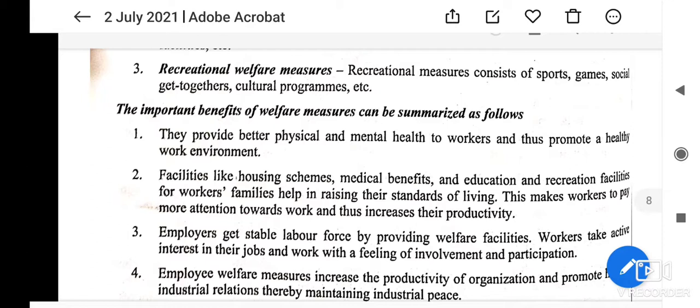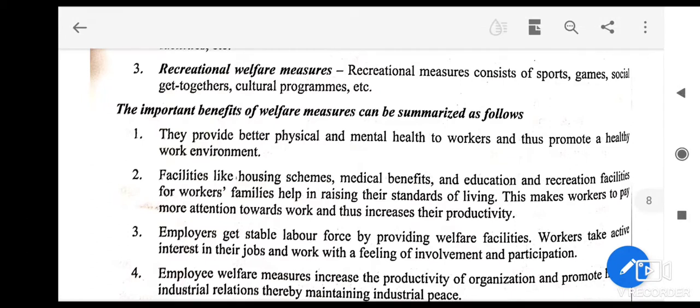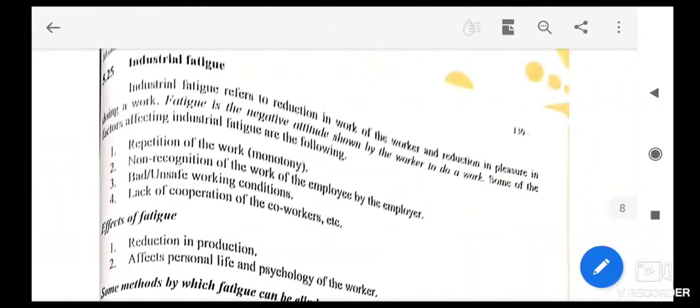Important benefits of welfare measures are: first, promote healthy work environment by providing physical and mental health to workers. Second, improve standard of living of the workers. Third, stable workforce can be obtained because workers take active interest in their jobs. Fourth, the welfare measures create industrial peace, healthy industrial relations and thereby increase productivity of the organization. Fifth and last benefit is many social evils such as substance abuse can be reduced to a greater extent.